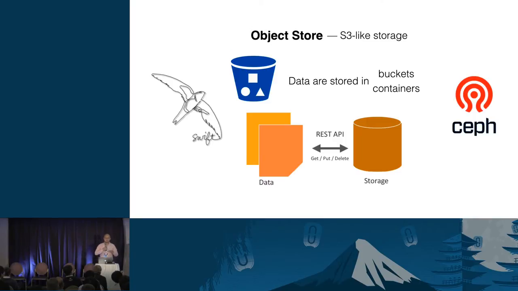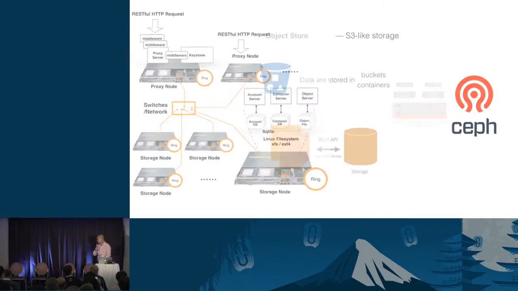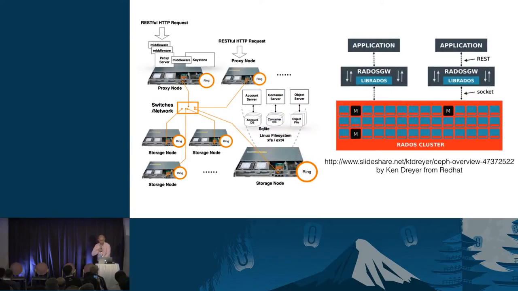Data are stored in buckets or containers, not directories, not file systems. In Swift, it is containers. In Ceph, it is buckets. And in S3, there are also buckets. And it provides RESTful HTTP APIs. We can talk to this storage system using HTTP, the language of the internet. Let's see how they do this.